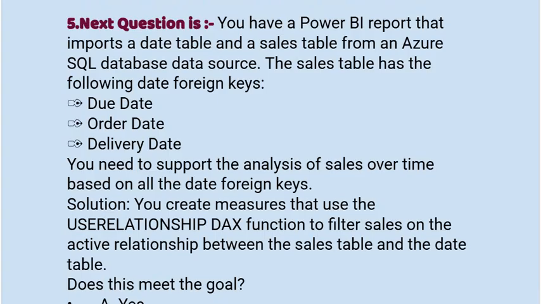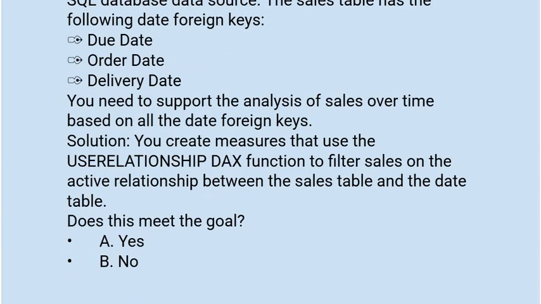Question is, you have a Power BI report that imports a date table and a sales table from an Azure SQL database data source. The sales table has the following date foreign keys: due date, order date, delivery date. You need to support the analysis of sales over time based on all the date foreign keys. Solution: you create measures that use the USERELATIONSHIP DAX function to filter calculations on the active relationship between the sales table and the date table. Does this meet the goal? Options are yes or no.